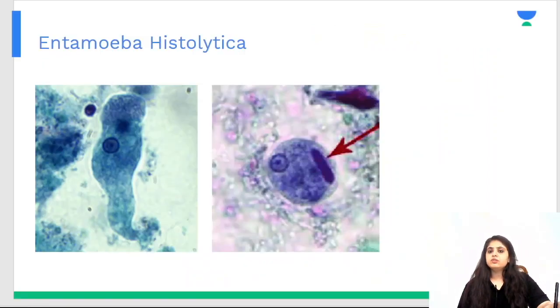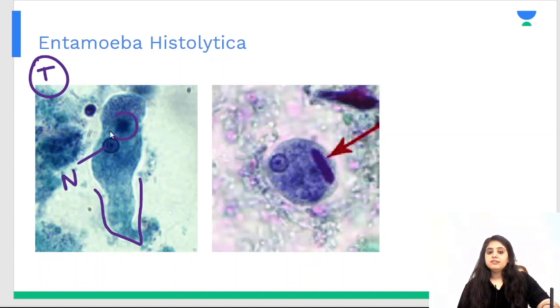Let's have actual pictures also. Can you see? Firstly, the trophozoite form. What do you want to say about the pseudopodia? The pseudopodia is pointed. You can see the nucleus over here, and you can see something eaten up. Maybe it has engulfed a red blood cell, erythrophagocytosis.